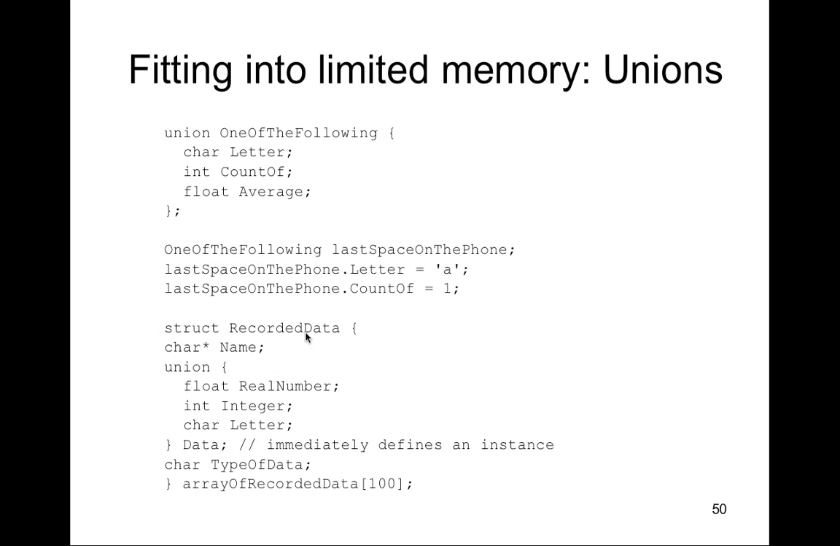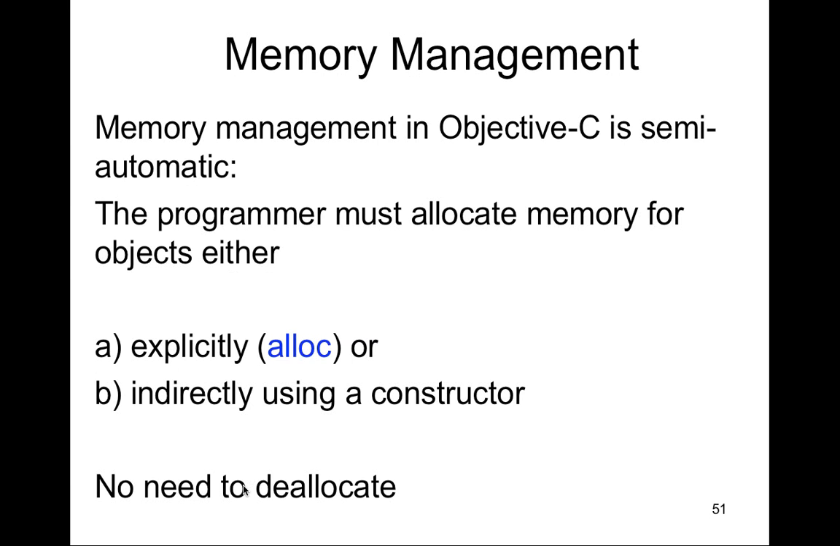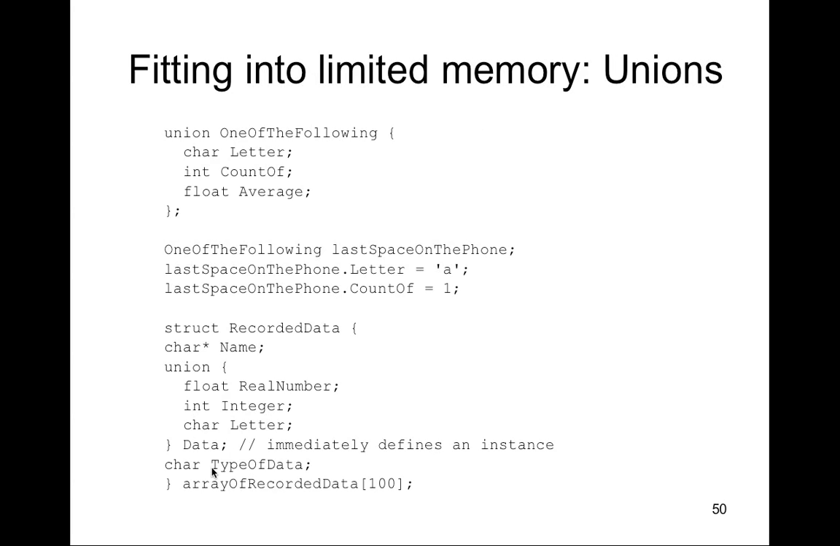So here's another one called recorded data. And we have a character pointer name, and then we have a union stored inside of the structure. And inside of the union, we have a float, an integer, a character. And then we have data, immediately defined, an instance, which is basically going to be an instance that's immediately defined right after the declaration of the structure. So then we can, in the next few lines of code, which is not on here, we could say data.real number, or something like that, depending upon what we're assigning, equals something.